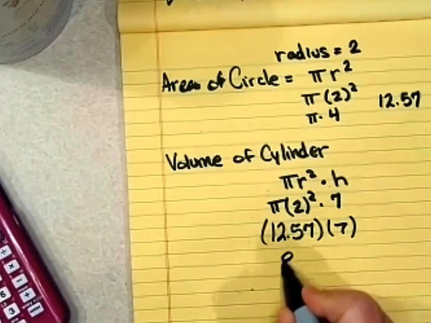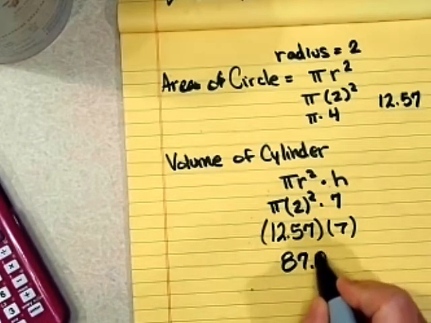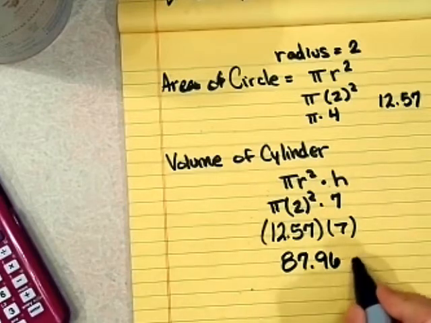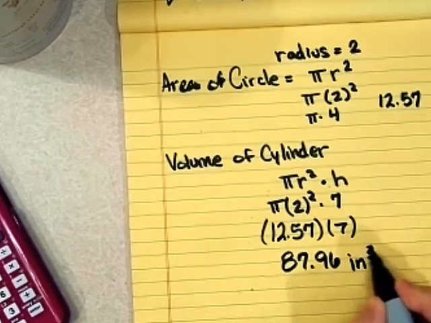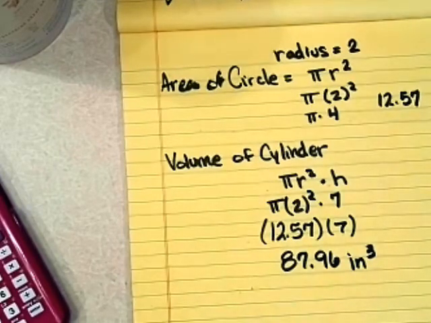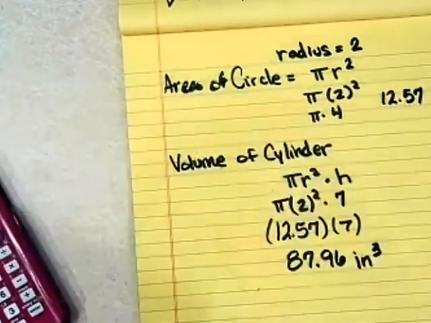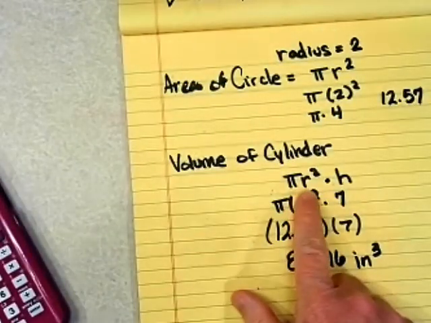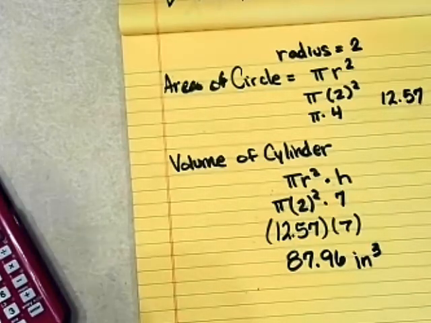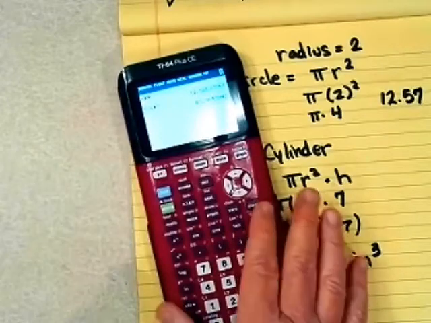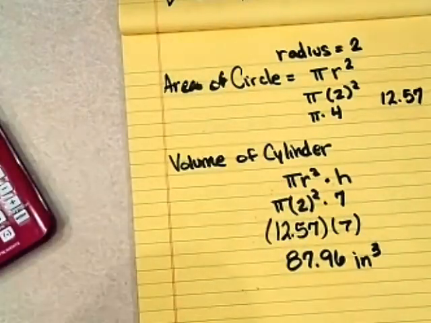And that gives me 87.96. Now, what did I measure in? I measured in inches, and I'm finding volume, so it's inches cubed. So that's how you find the volume of a cylinder. You find the area of the bottom, and you multiply it by how tall it is. Okay, so the formula is pi r squared h. Don't let that overwhelm you with the different variables, and always use the pi button on your calculator.